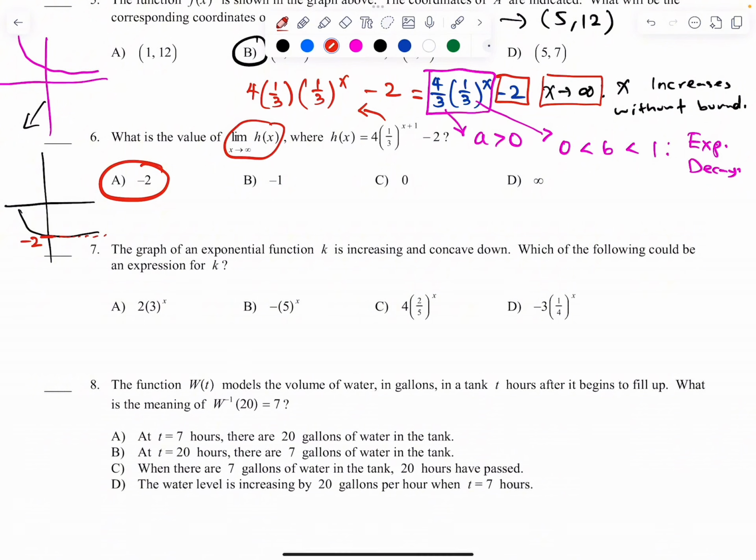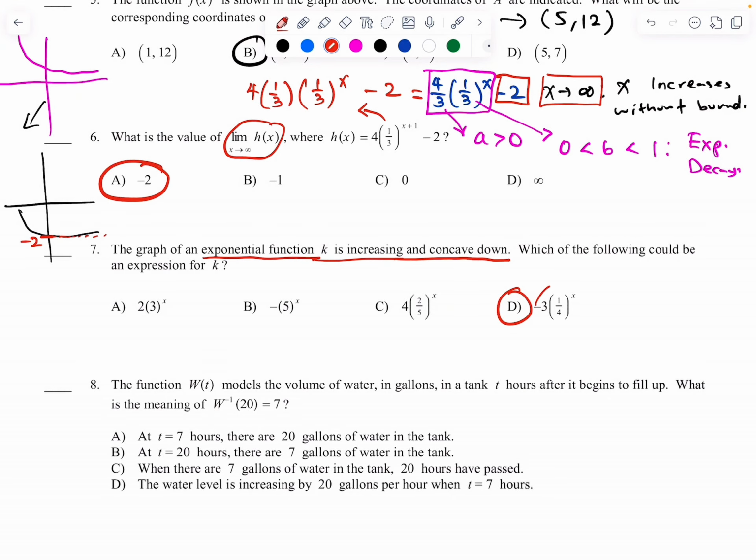Let's see how we're going to solve question 7. Question 7 is saying that we should determine the exponential function that is increasing and concave down. I will quickly jump to the answer to this question, because if you look at it, the answer will be D. Why is the answer D?